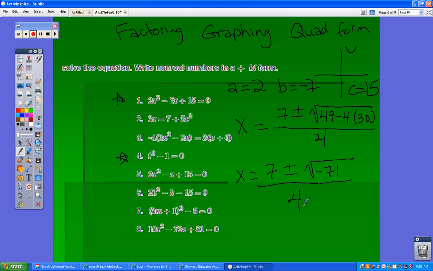All over 4. Let's clean this up a little bit. x equals, you can leave it like this, 7 plus or minus i root 71 over 4. That's one way you could write it. But they said they want it in a plus bi form, so the best way to write it would be 7/4 plus or minus i root 71 over 4.